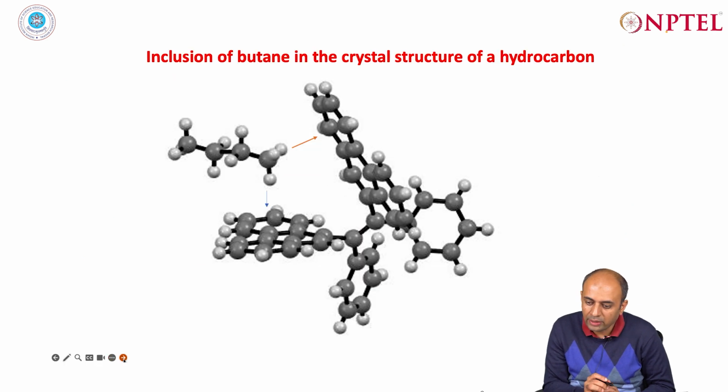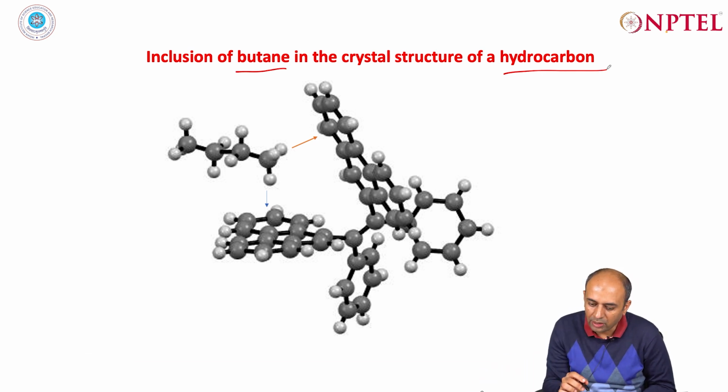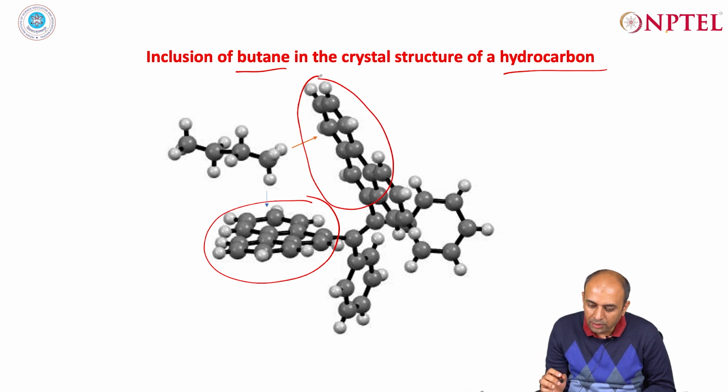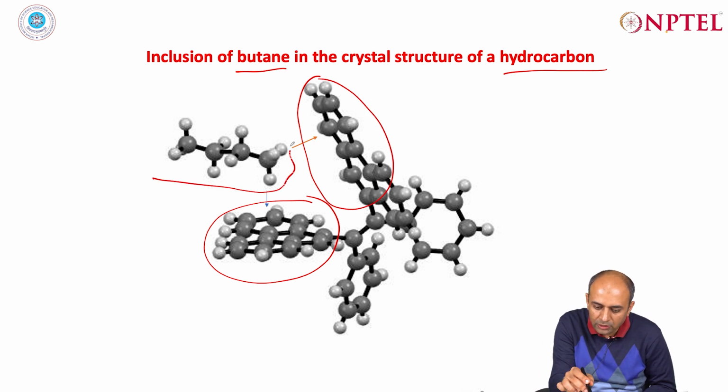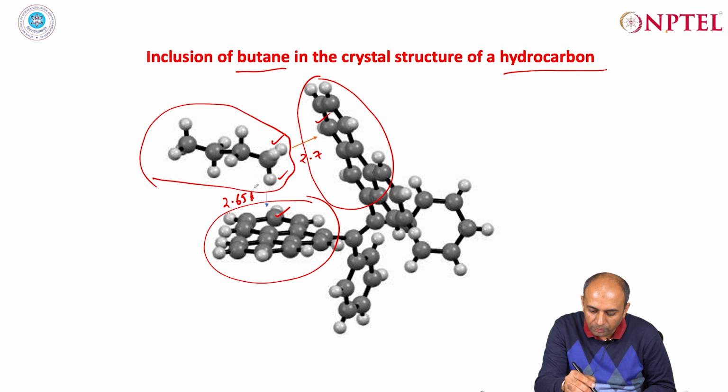Now let us see more examples. This is a crystal structure of butane in a hydrocarbon, a very complex hydrocarbon. You can see that this is a flat planar system, and this is another flat planar system. This is butane, which is included in the crystal structure of the hydrocarbon, and you can see that the methyl groups are positioned such that this hydrogen to this carbon separation is around 2.7 angstrom, and this hydrogen to this carbon separation is around 2.65 angstrom.